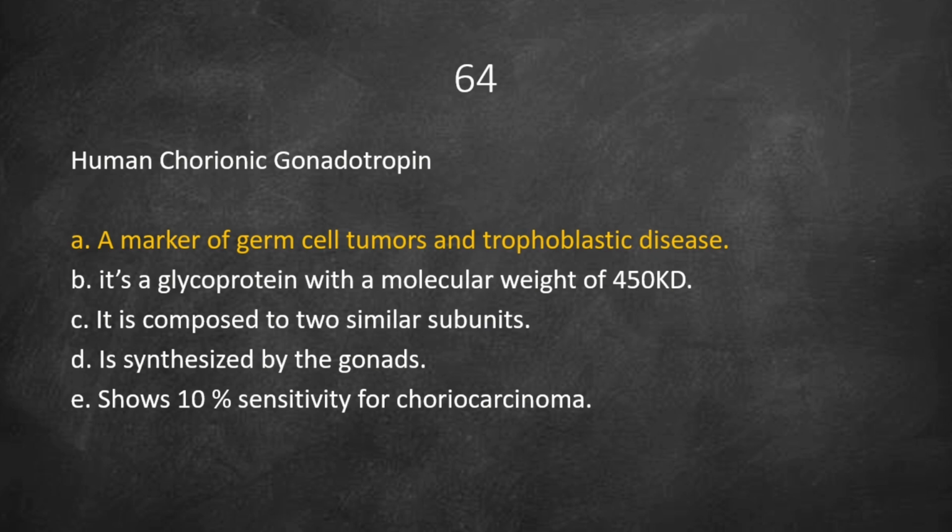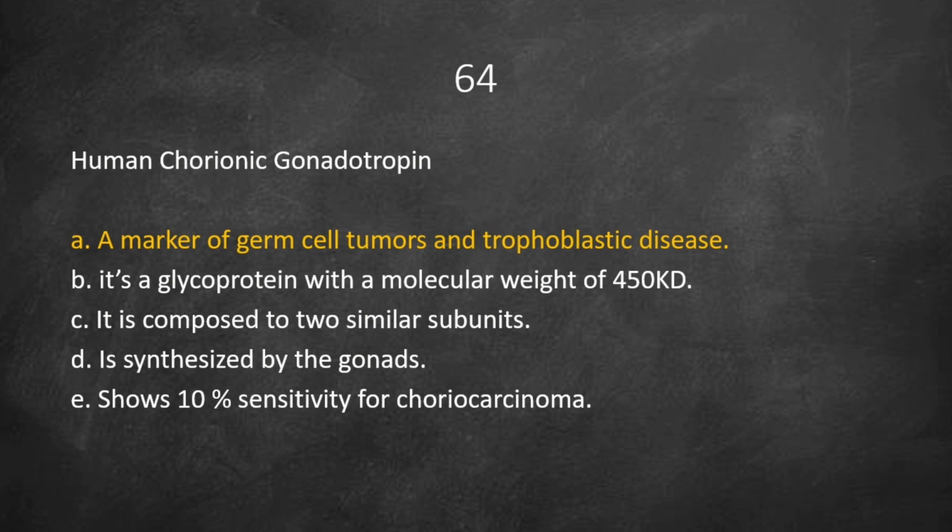If you look at option A, which is our answer, this is correct because HCG is indeed used as a marker for germ cell tumors, such as testicular tumors, and trophoblastic disease such as choriocarcinoma. If you look at option B, which says that it's a glycoprotein with a molecular weight of 450 kilodaltons, that is incorrect because HCG is a glycoprotein with a molecular weight of approximately 36,000 daltons, not 450 kilodaltons. Okay.